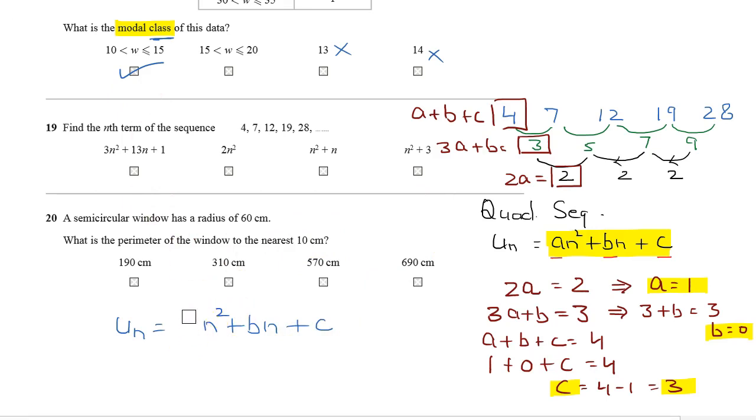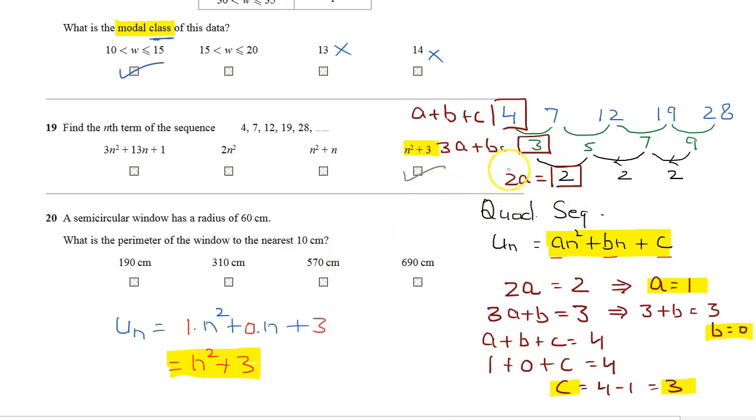Now a, b and c, we are going to put the values. A is equal to 1, b is equal to 0 and c is equal to 3. So 1 into n square is n square, plus 0, plus 3. So this is the answer of the quadratic sequence, n square plus 3. So you must remember this process.